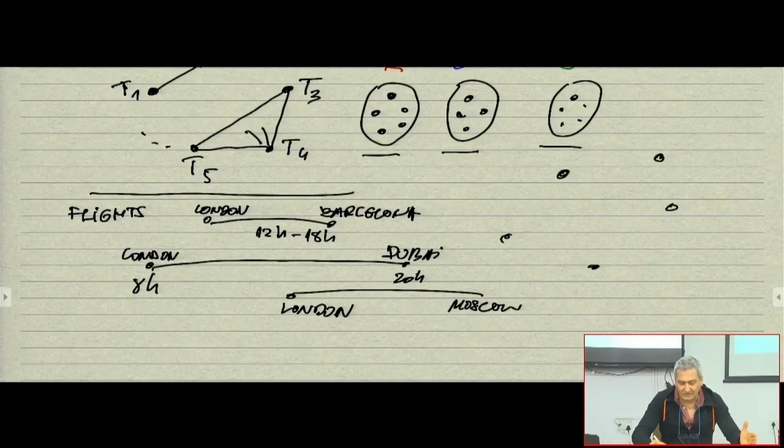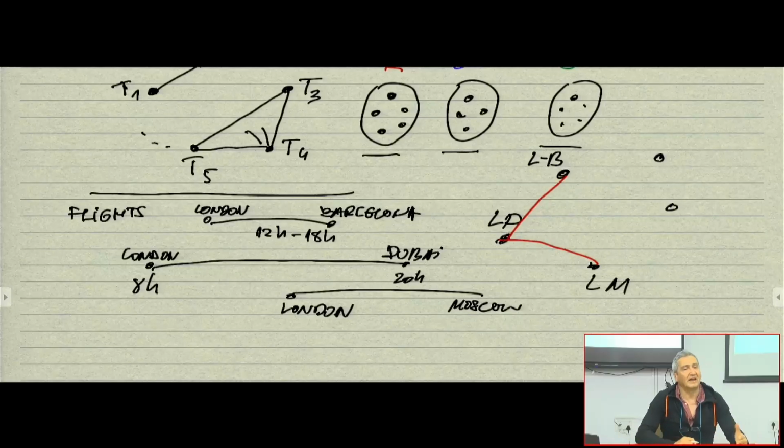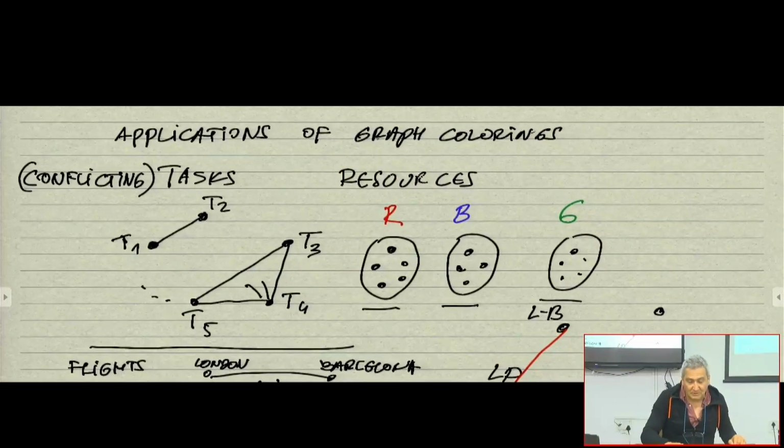And then we connect, let's say London, Barcelona, London, Dubai, London, Moscow. And then we put edges in between if they are in conflict, happening at the same time. And when we color the graph optimally, the chromatic number will be actually the minimum number of airplanes we need to make all these services. Okay? So this is what I call a task with conflicts and resources. In this way, you can have many applications.